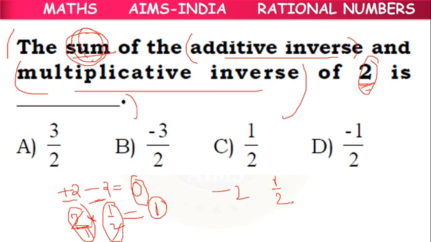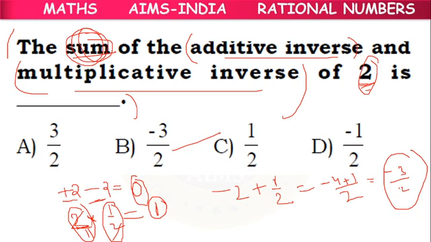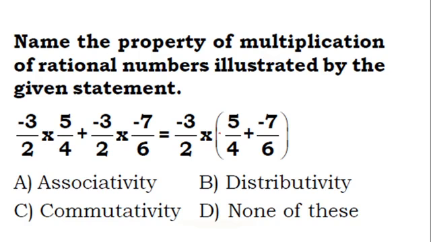Now they are asking us to find the sum. We have to add both. What can we do? 2 2s are 4, so we can write minus 4 plus 1 by 2. From minus 4, 1 we subtract, means minus 3 by 2. So the answer is minus 3 by 2. Okay children, B option is the correct answer. Next.